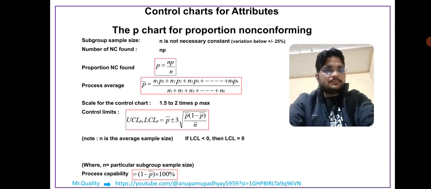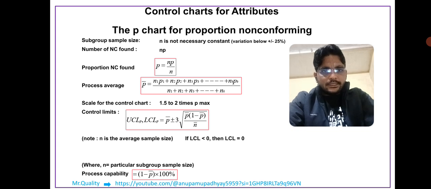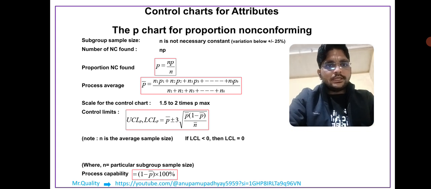Control limits mean UCL and LCL, upper control limit and lower control limit, for P. The formula for the upper control limit is P bar plus 3 under root P bar into 1 minus P bar, divided by N bar. Actually, if N is varying, divide by N bar, where N bar is the average sample size.